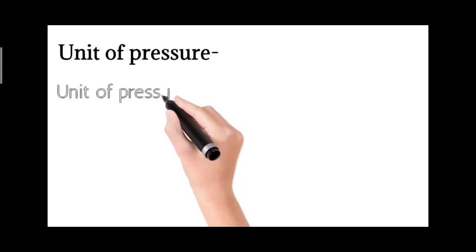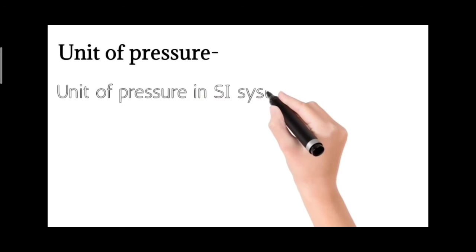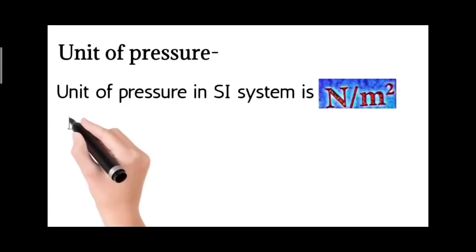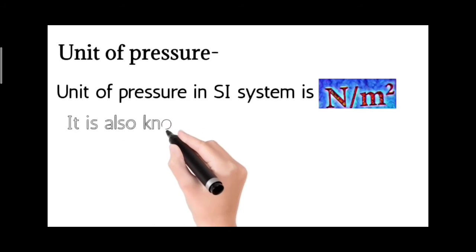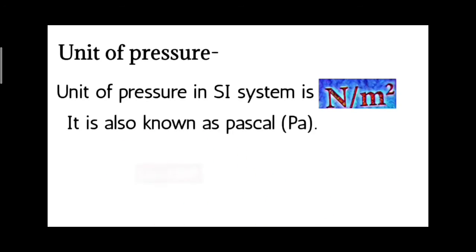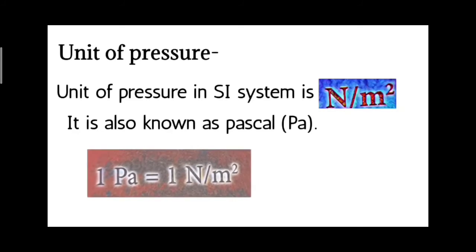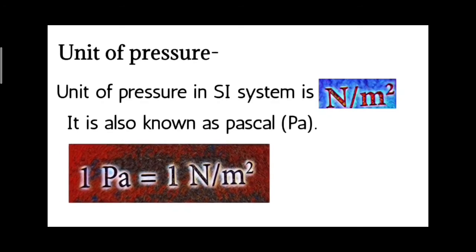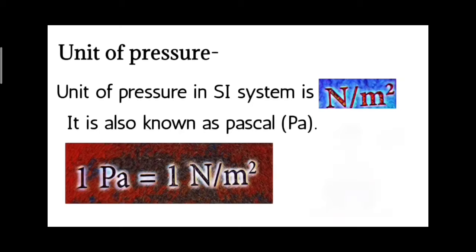Unit of pressure. Unit of pressure in SI system is Newton per meter square. It is also known as Pascal, which is denoted as capital P and small a. 1 Pascal is equal to 1 Newton per meter square.